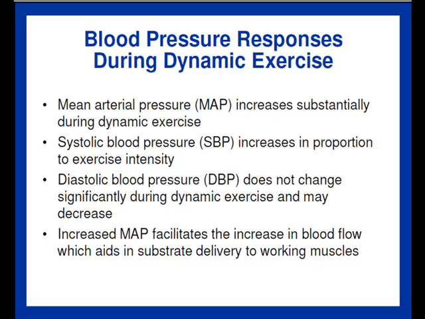We mentioned systolic blood pressure before. It increases in proportion to exercise intensity. So systolic tends to go up. Diastolic blood pressure does not change significantly during exercise. It tends to flatline, and sometimes we've even seen it go down. Systolic blood pressure does go up. And obviously MAP has to go up. It has to facilitate blood flow during exercise. Because it's dependent upon cardiac output, if cardiac output goes up, mean arterial blood pressure goes up.